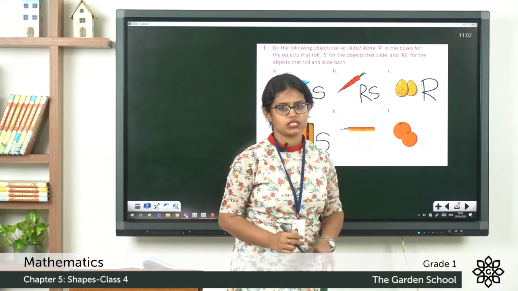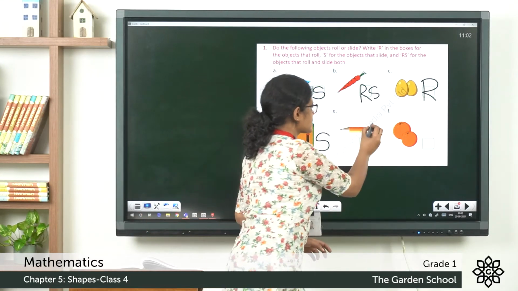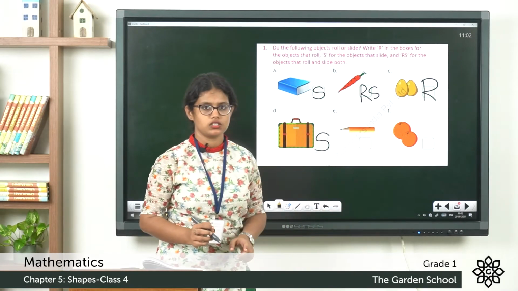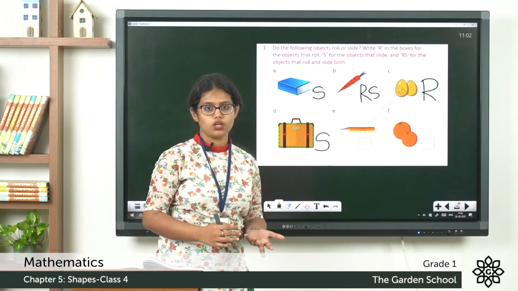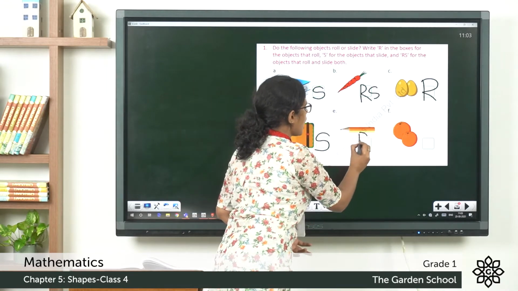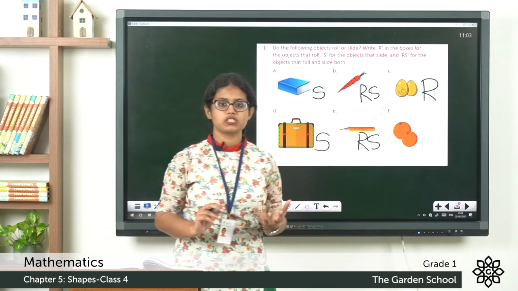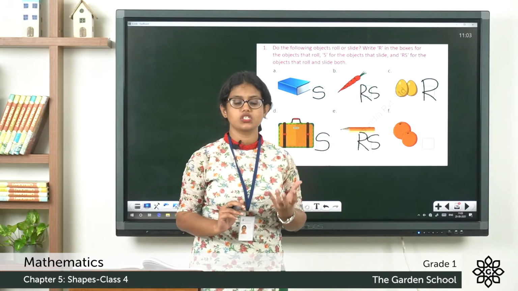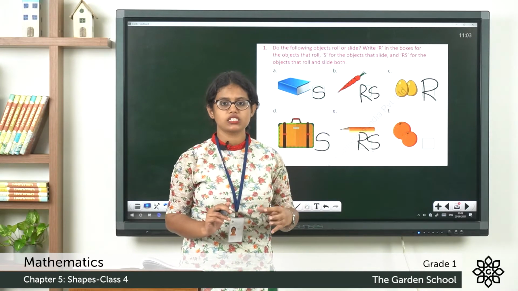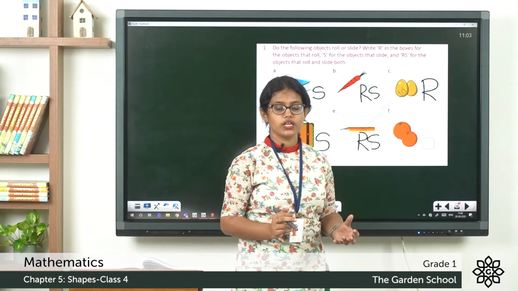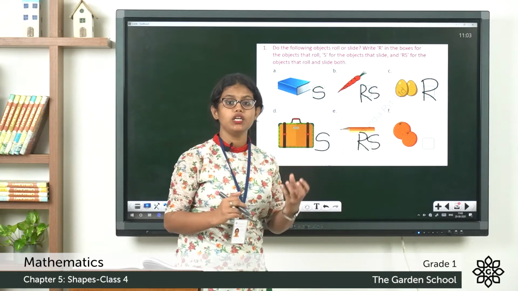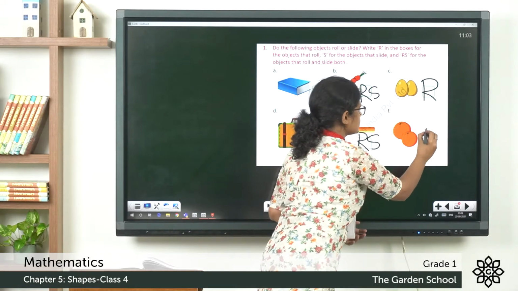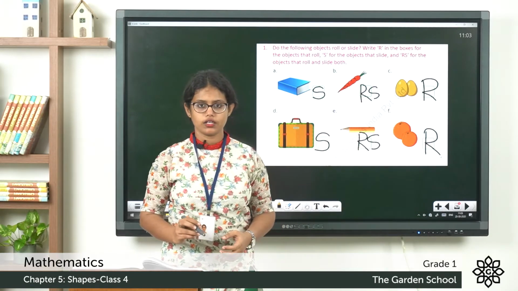What about a pencil? This pencil has a round shape over the end. So the pencil can slide as well as roll. You can write it here RS. What shape is the orange? Orange is round in shape. When you place it on a table, how will it move? Will it roll or slide? It is round in shape, so it will roll. You can write it here R.